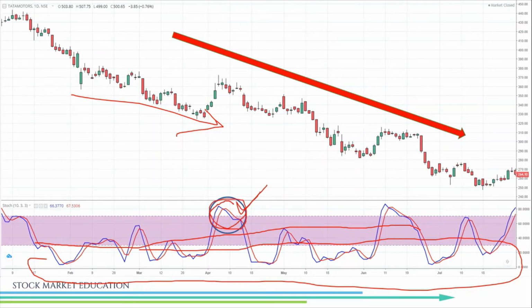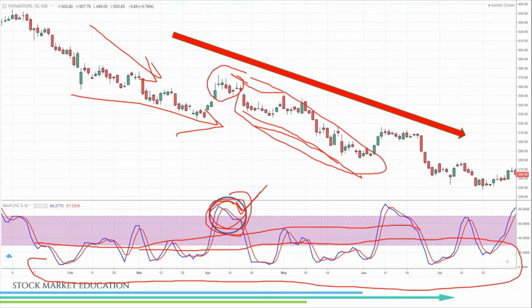Now here we can say that the stock is overbought because the main trend is down. So whenever such a stock becomes overbought, you can do a short selling, and then you can see there was a good opportunity. We would have got a good profit in this.